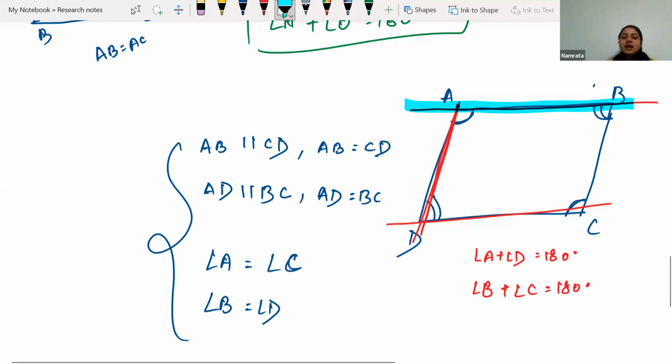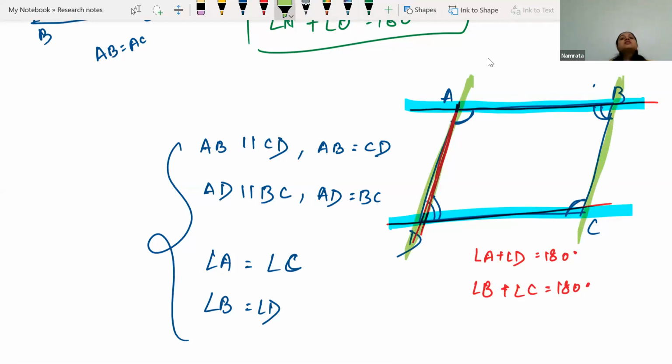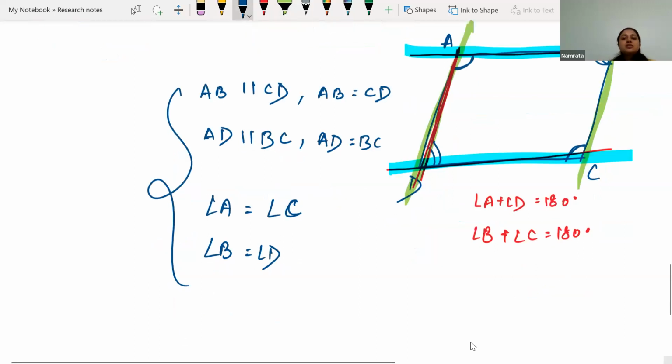This sky is parallel to this sky, and this green is parallel to this green. Since the greens are also parallel with each other, we will be getting two more conditions. Though these two green lines are parallel with each other, we can say this angle and this angle sum will also be 180 degrees, right?